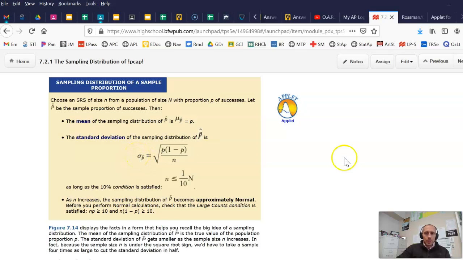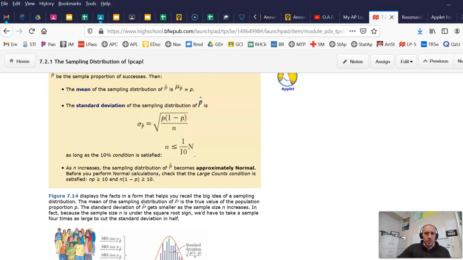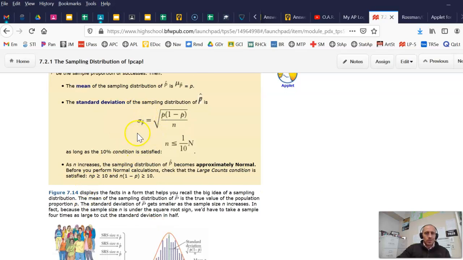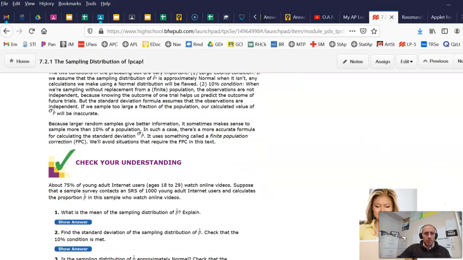There are some conditions that we're going to start to check. Because we're sampling without replacement, and I don't want to get too far down into the weeds here, something called the 10% condition needs to be satisfied. Basically, your sample size is less than 10% of the population size. And you're trying to see, is your sampling distribution approximately normal? Because we want to use that density curve to start calculating probabilities. The way that we check that is we check something called the large counts condition. Do you have at least 10 successes and 10 failures? If you do, then we say yes, the sampling distribution is approximately normal.